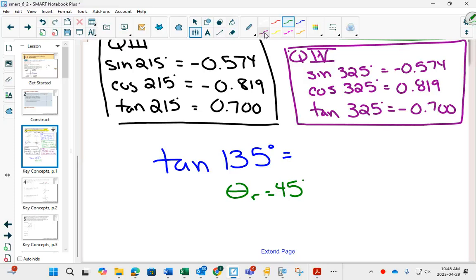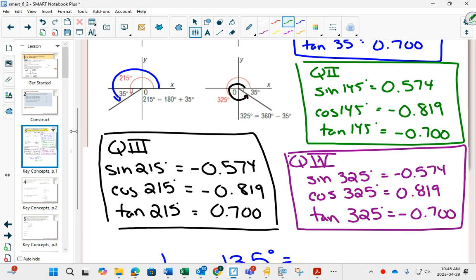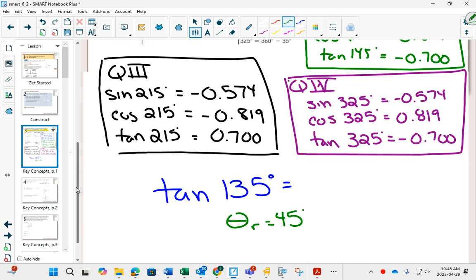Do you know tan of 45 degrees? What is it? 1. Okay. Now we're in quadrant 2 though. What do you think tan of 135 degrees will be? -1. Amazing. So, I'm going to teach you the easy way to remember the positive and negative thing.